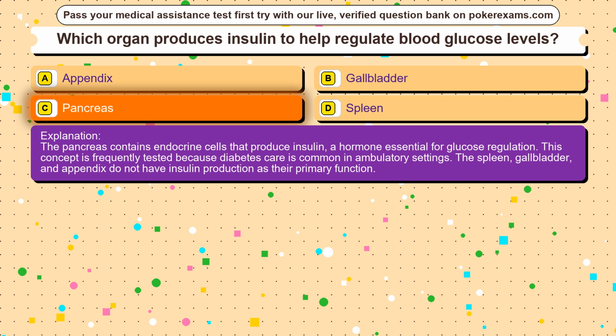This concept is frequently tested because diabetes care is common in ambulatory settings. The spleen, gallbladder, and appendix do not have insulin production as their primary function.